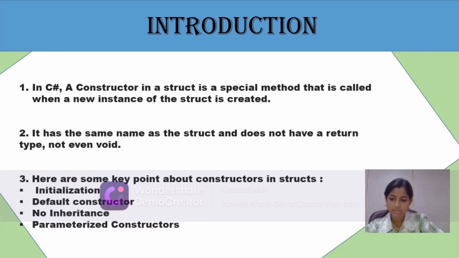So the first point is initialization. Initialization in a struct constructor assigns initial values to the struct's fields, setting its state and ensuring it is ready for use. Next is default constructor. Default constructor means it has no parameter. It does not take any arguments. It is called when an object is created without specifying any arguments. It also initializes the object with default values.